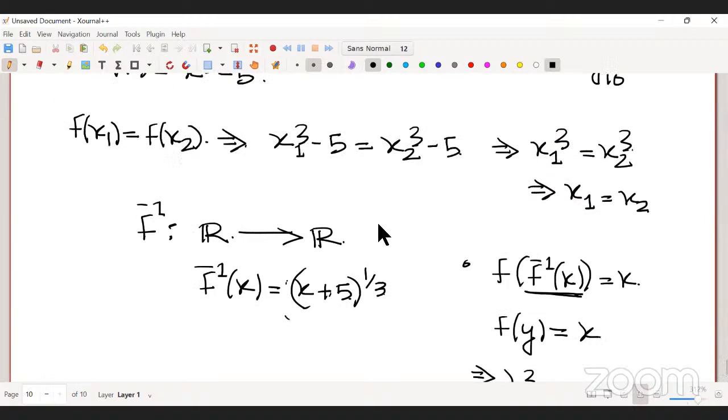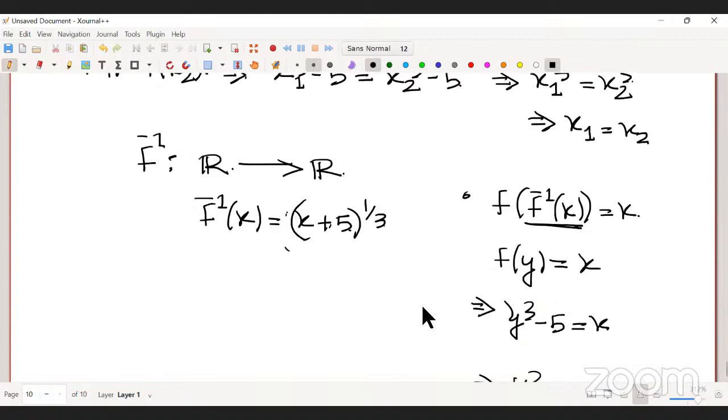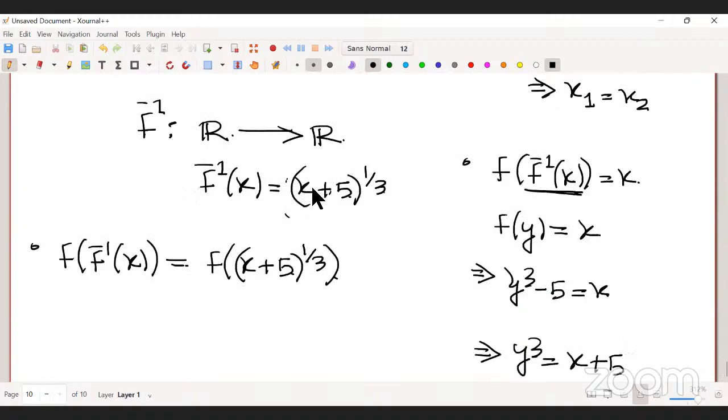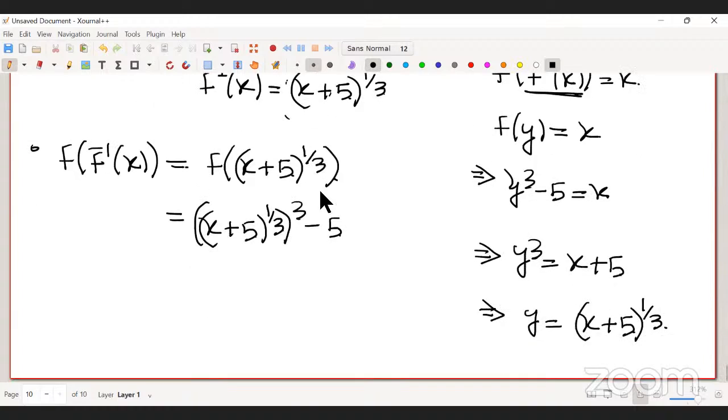To make sure that whatever I have computed is correct, I need to compose both the functions. f of f inverse of x equals f of (x plus 5) to the power 1 by 3. By definition, f of x is x cube minus 5. So this is ((x plus 5) to the power 1 by 3) whole cube, minus 5, which is x plus 5 minus 5, equal to x.